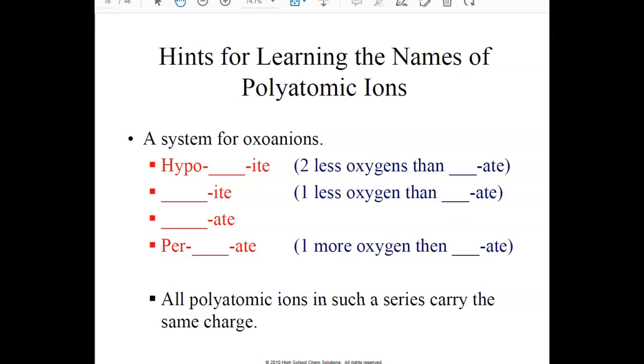So if you were to go ahead and look at the chart, you would see hypochlorite, chlorite, chlorate, and perchlorate, and it all has to do with the number of oxygens. Hypochlorite was ClO with a minus charge, chlorite was ClO2 with a minus charge, chlorate ClO3 with a -1 charge, and then ClO4 with a -1 charge was perchlorate.